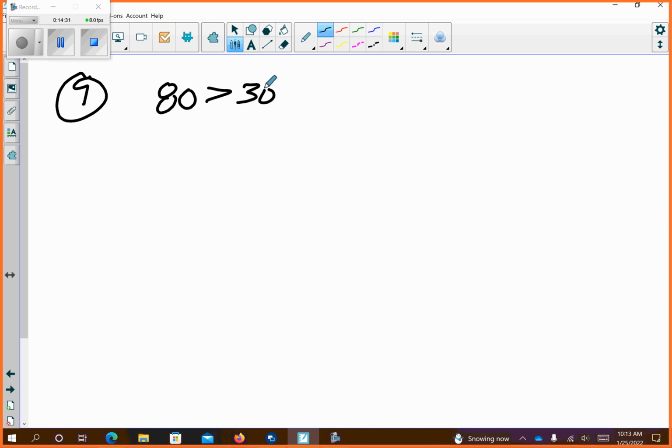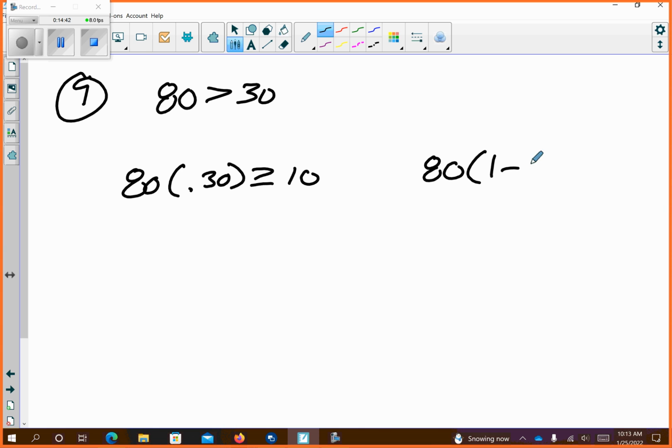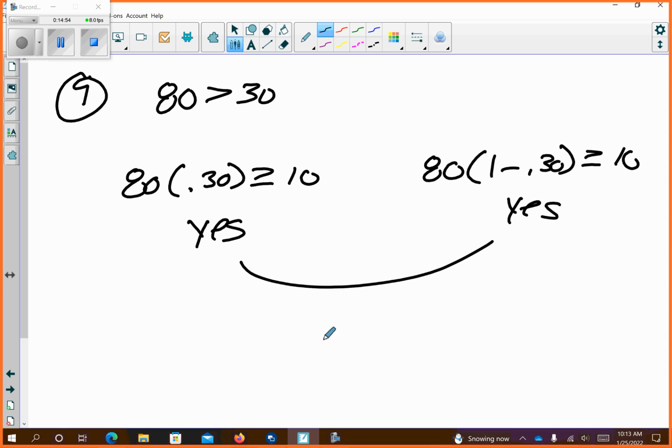But then we have to plug in. We have to go 80 times our 0.3, and if that's greater than or equal to 10, and we also have to go 80 times 1 minus 0.30, and if that's greater than or equal to 10. If you did the math on both of these, you're going to find out that these are both true. So this is a large enough sample size to say that we have a normal distribution. And that's just using that equation.